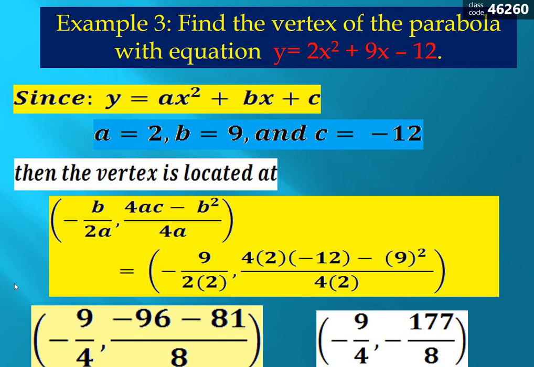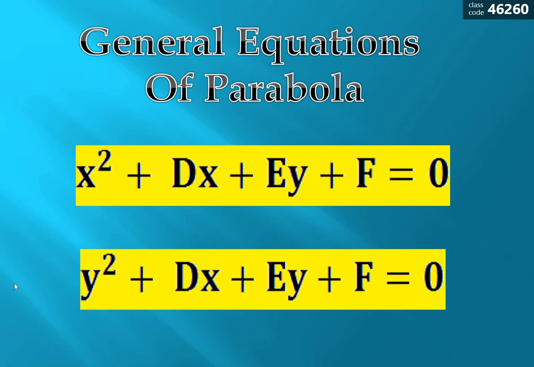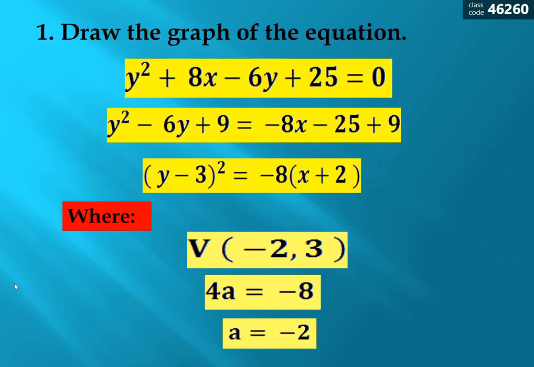And we landed with negative 9 over 4 and negative 177 over 8. So that will be our vertex. So remember this. We are given the general equations of the parabola in two forms. We have x squared plus dx plus ey plus f equals 0, and we have also y squared plus dx plus ey plus f equals 0. So let's have this one.